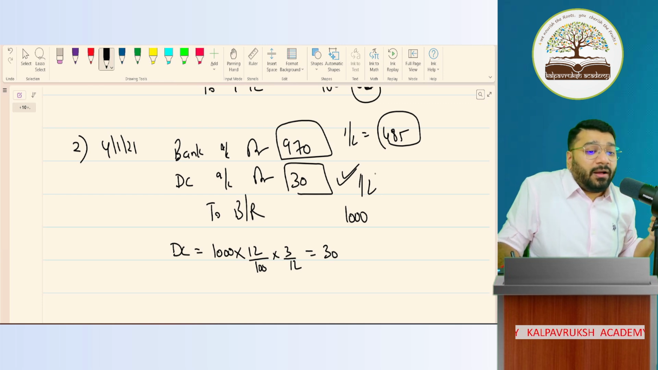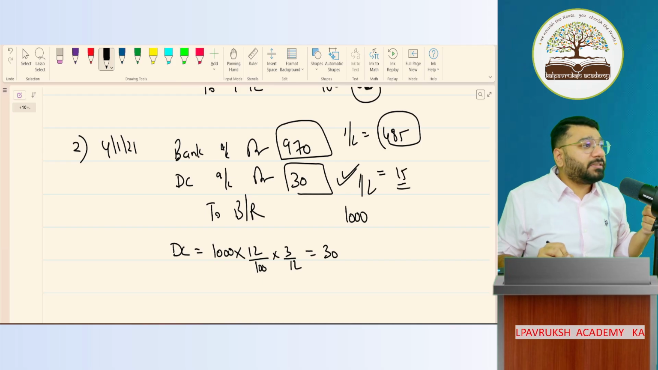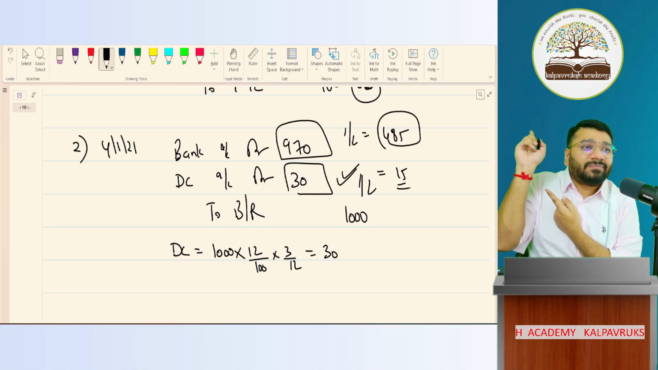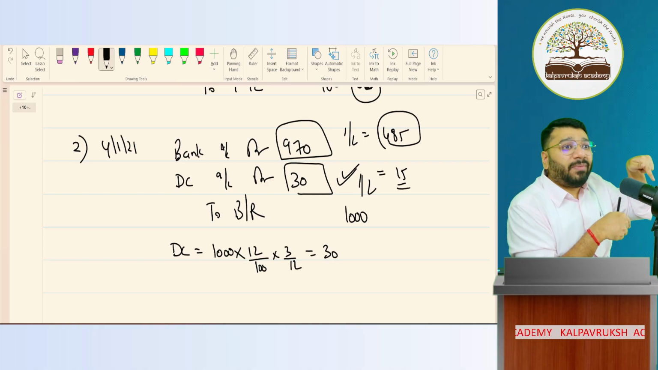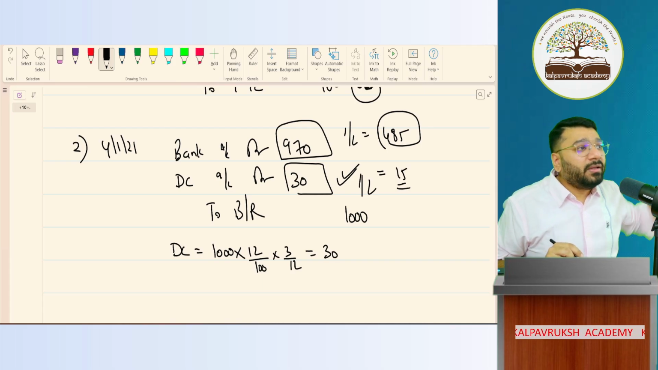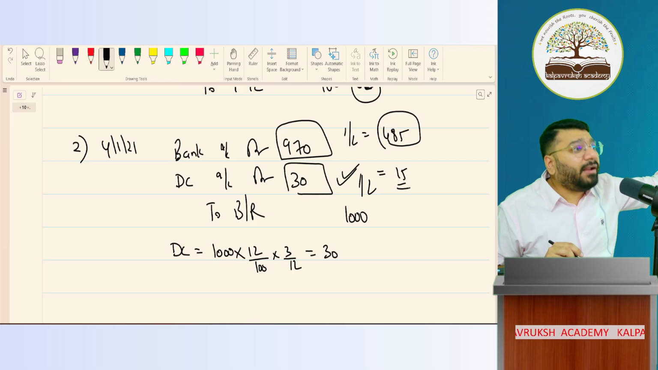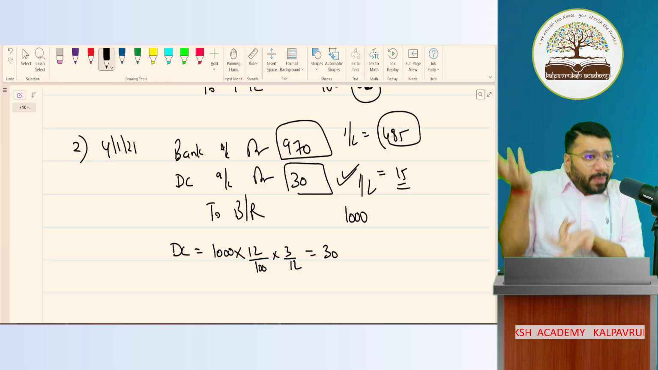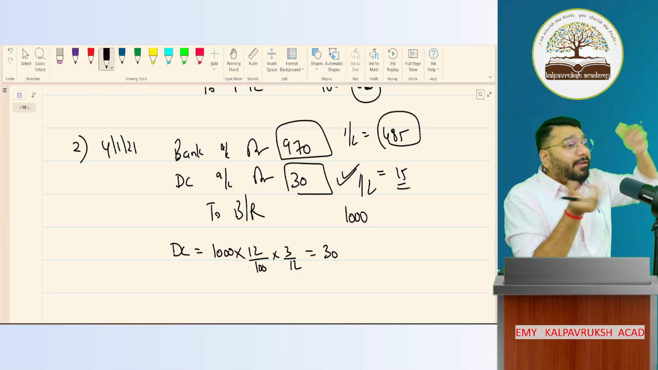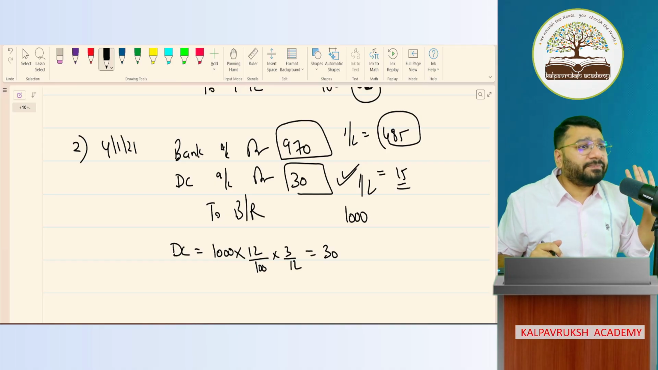Half of 30 is how much? 15 rupees. When he is enjoying half the money, half the expenses he has to bear. When I am enjoying the remaining half of the money, I will bear the remaining half of the charges. Is this fair or unfair? Fair. If you are enjoying half the money, you bear half the charges. The remaining half I am enjoying, I will bear the remaining half charges. This is fair. Okay?